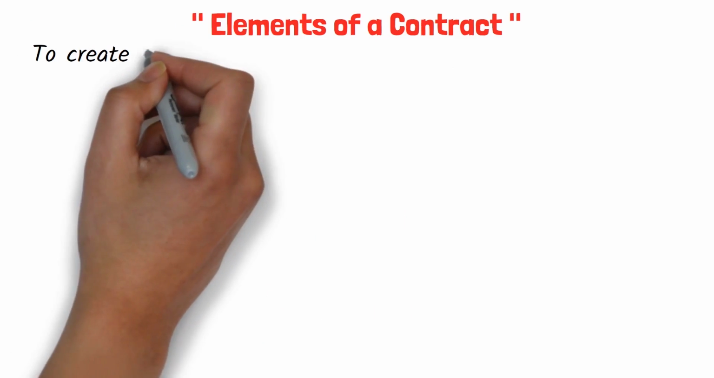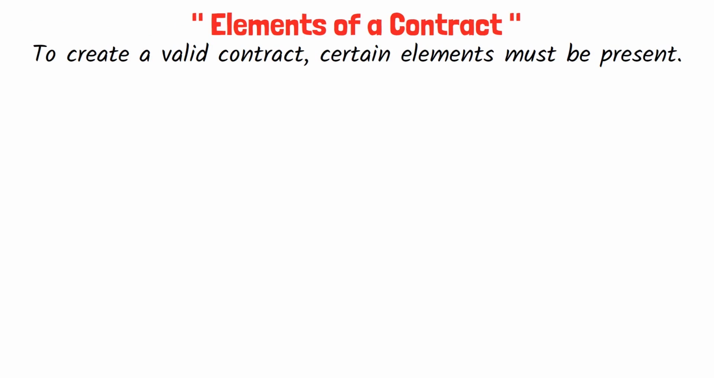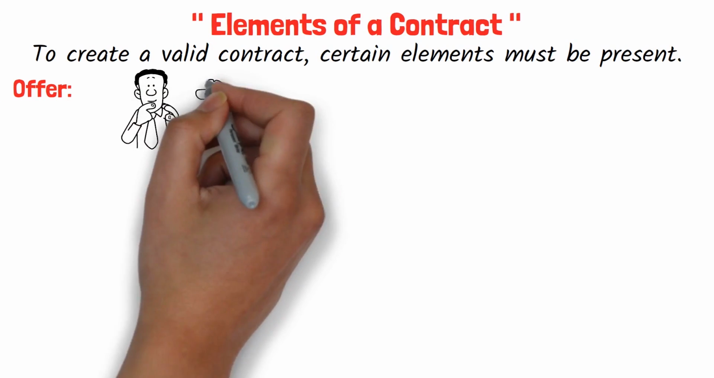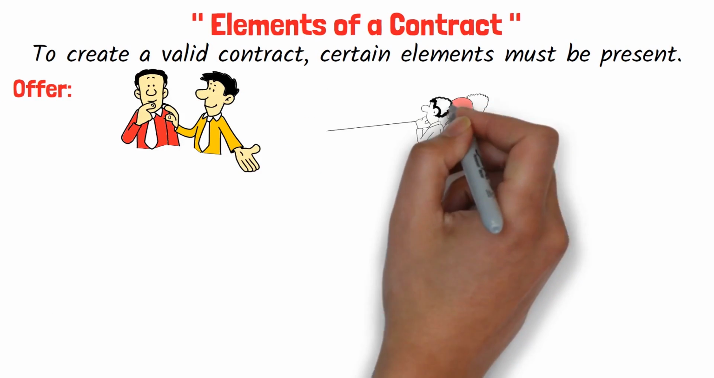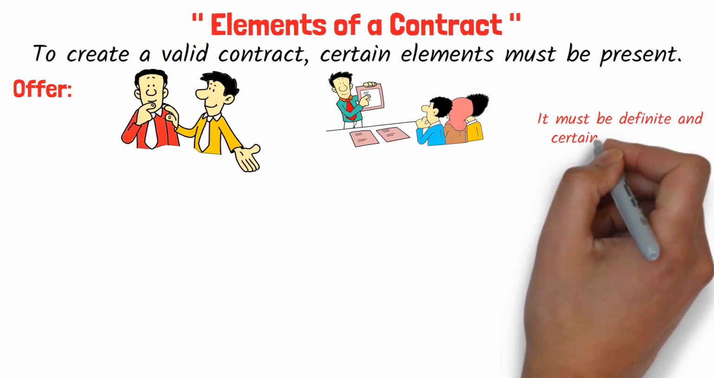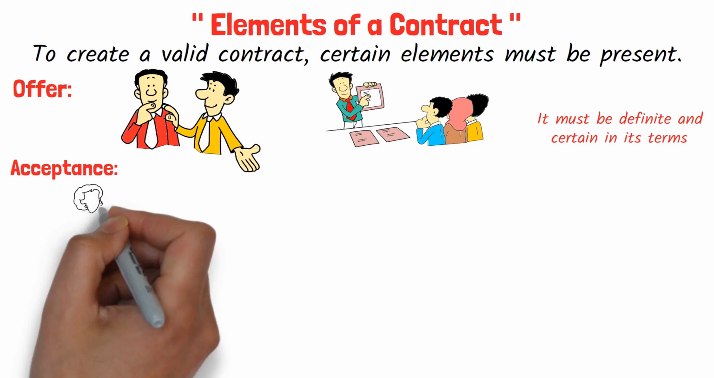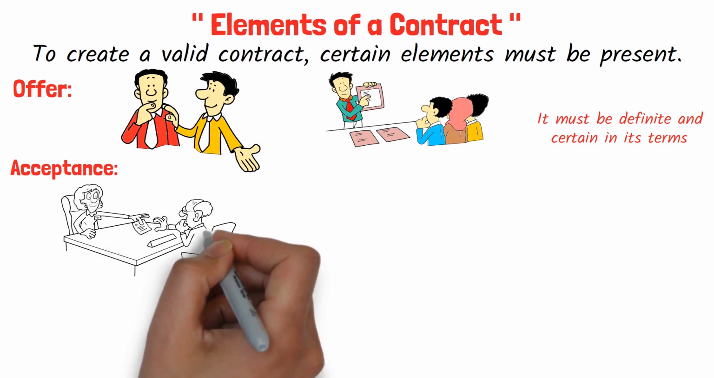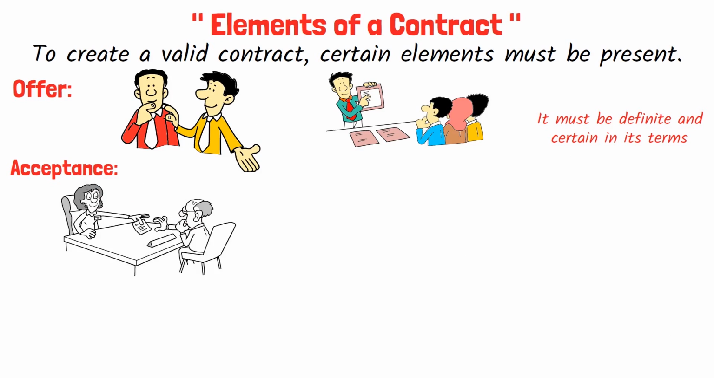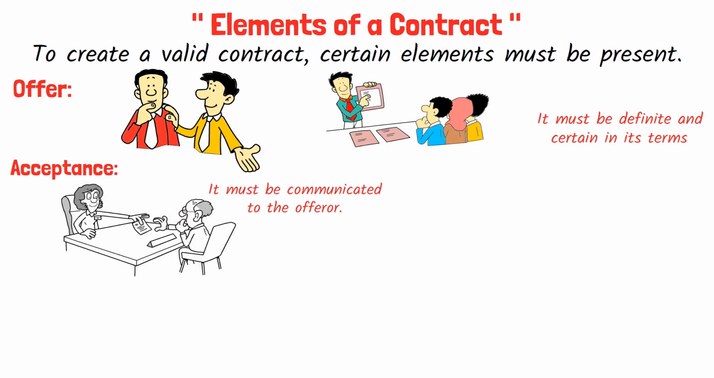To create a valid contract, certain elements must be present. These include offer. An offer is a proposal made by one party to another party to enter into a contract. It must be definite and certain in its terms. Acceptance. Acceptance is the agreement by the other party to the terms of the offer. It must be communicated to the offeror.